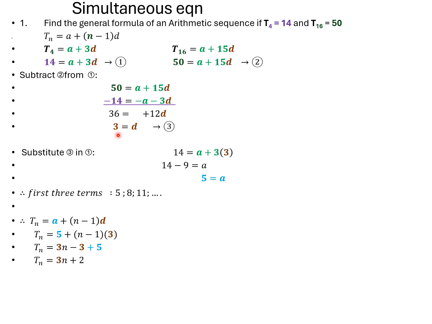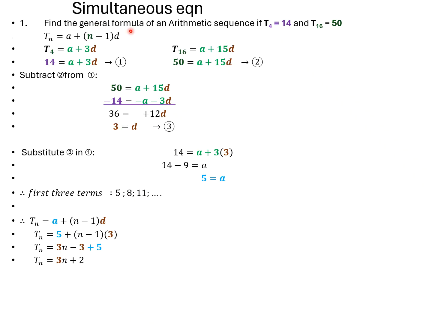So my common difference d equals 3. That's my equation 3. I can substitute 3 into 1, or I can substitute 3 into 2. In this case, I went back to 1, so where d is, I place 3. So 3 times 3 gives me 9. Plus 9, if I take it over, becomes minus 9. So 14 minus 9 gives me 5, and a is then simply equal to 5. So my first three terms would be 5, where I start with a, plus 3 gives me 8, plus 3 gives me 11.